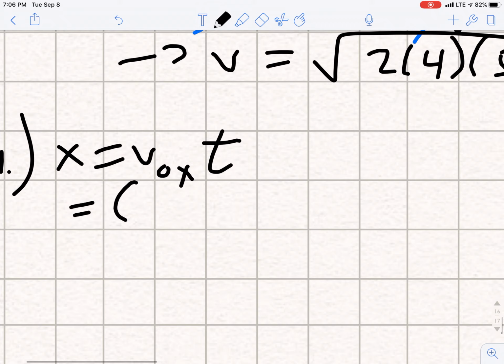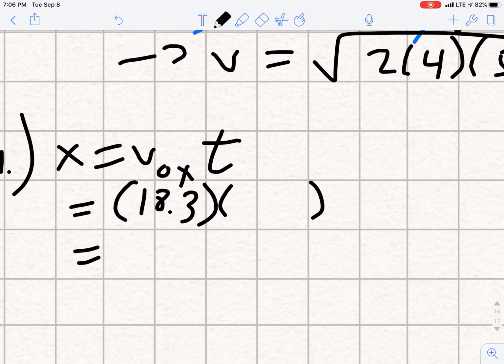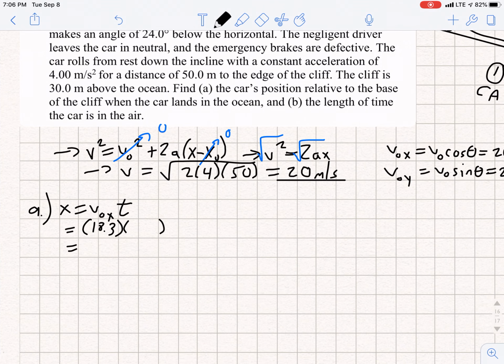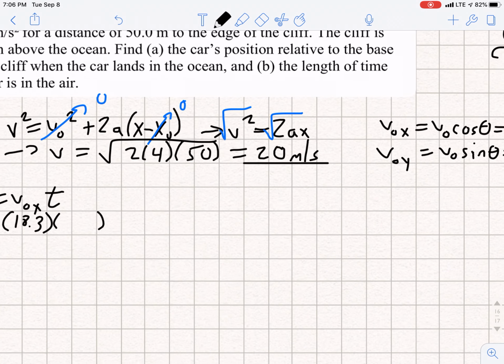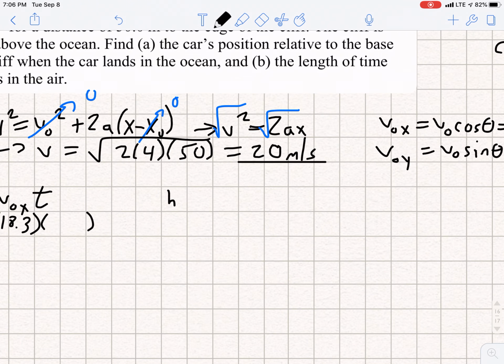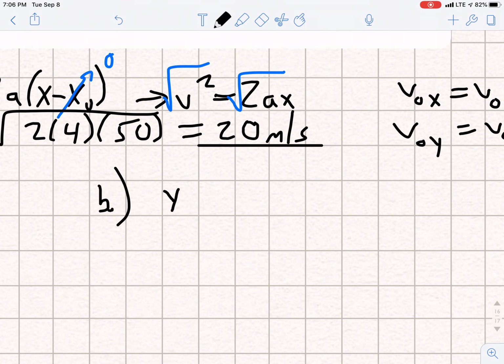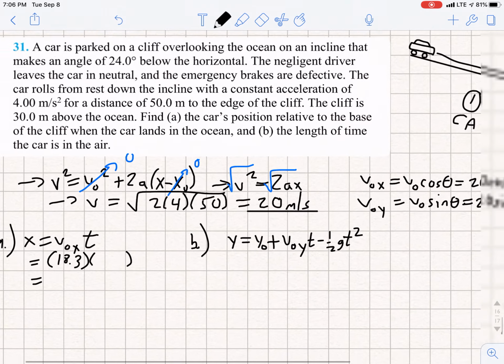It's going to be 18.3 times some time. Okay, we need to figure out what that sometime is. Well, let's find the time that it's in the air. So this is part B. We can use the time it takes an object to rise or fall, which would be y equals y naught plus v naught y t minus 1/2 g t squared.